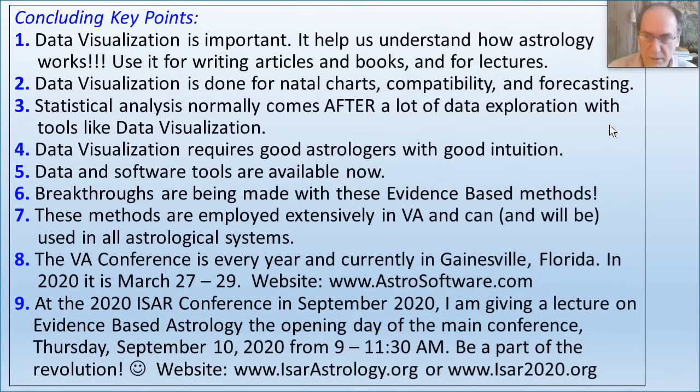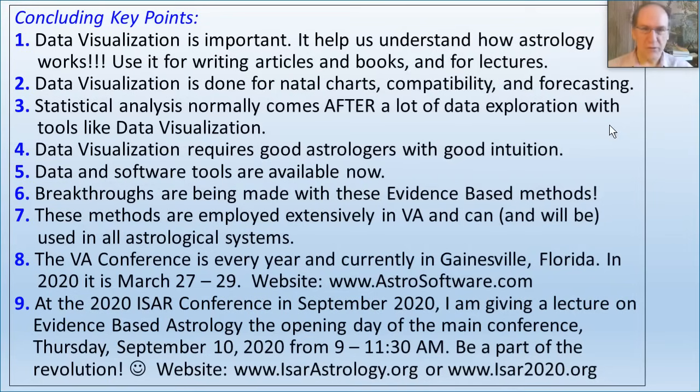So let me give some key points here, concluding points. I'm basically done. I just want to summarize 9 points. Number 1, data visualization is important. It helps us understand how astrology works. I mean, how cool is that? And we can use it for writing articles and books and for lectures.